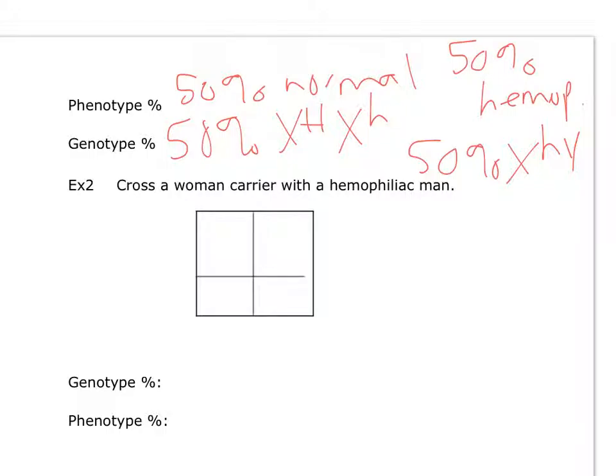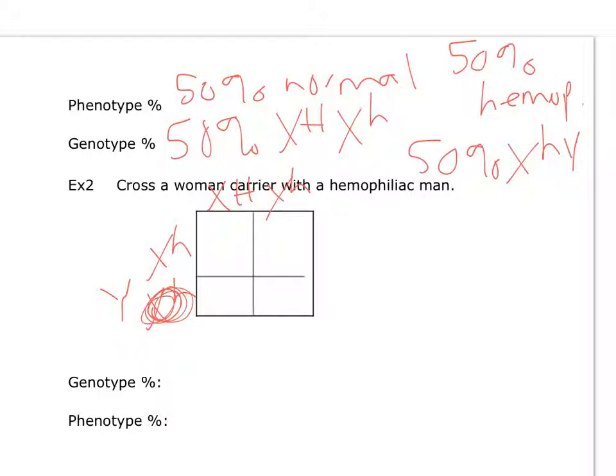Okay, so then let's do another problem. You're going to cross a woman carrier, she is X big H, X little h, with a hemophiliac man, which is X little h, Y. Oh, I messed that up. That should be Y. Sorry, this is an easy mistake to do, is to put two X's there.